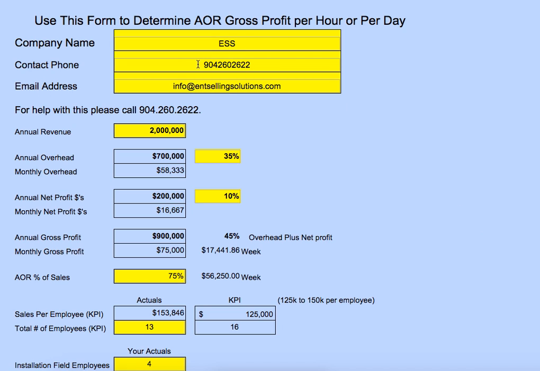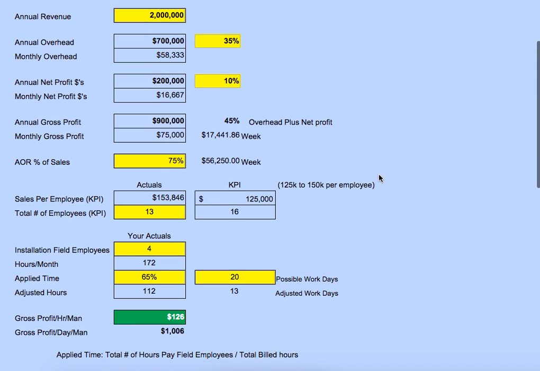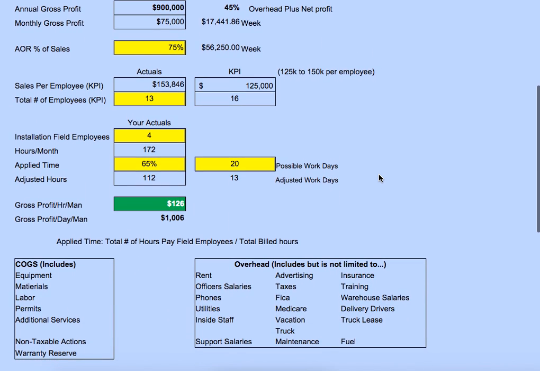But we will need to get a call from you with some sort of an indicator of who it is that is submitting it, so we'll know who we're talking to. So hopefully this will help you with determining gross profit per hour, and look for more videos in the future.